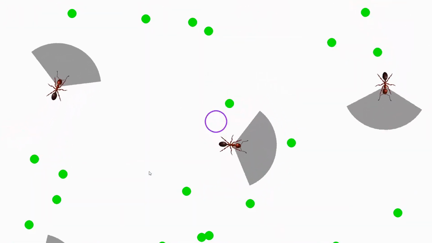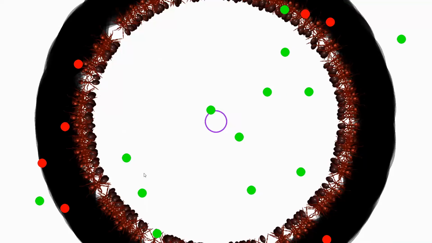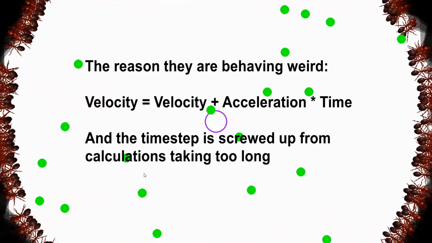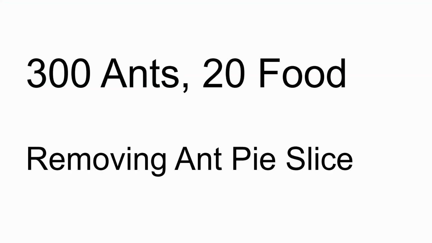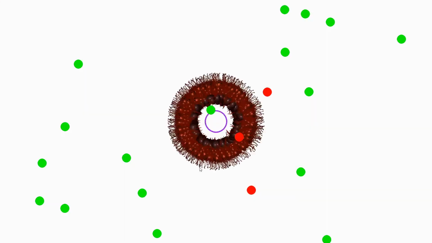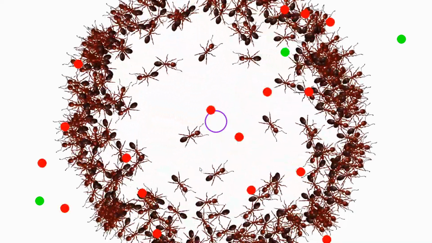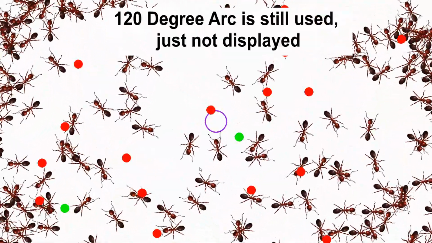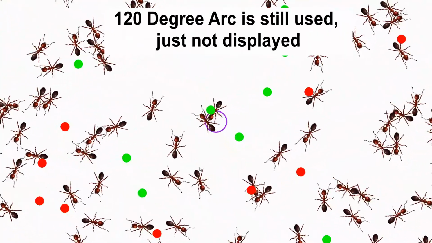So now, a lot more ants, 300 ants. How does it work? Obviously, not that well. First, the ants are just behaving differently. They're not wandering around, they're just going off. And the frame rate is really poor. I did a profiling of that, and the reason is that showing this 120 degree arc didn't work very well. It took up a lot of the computer power, and I'm not entirely sure why. So I took that out, and with 300 ants and 20 food, it seemed to work better.